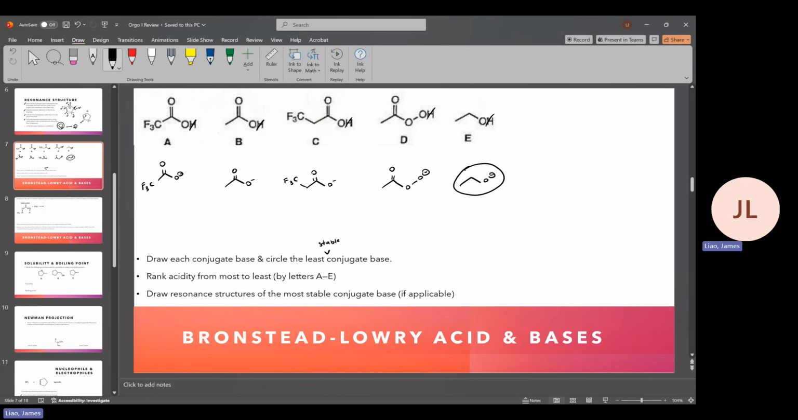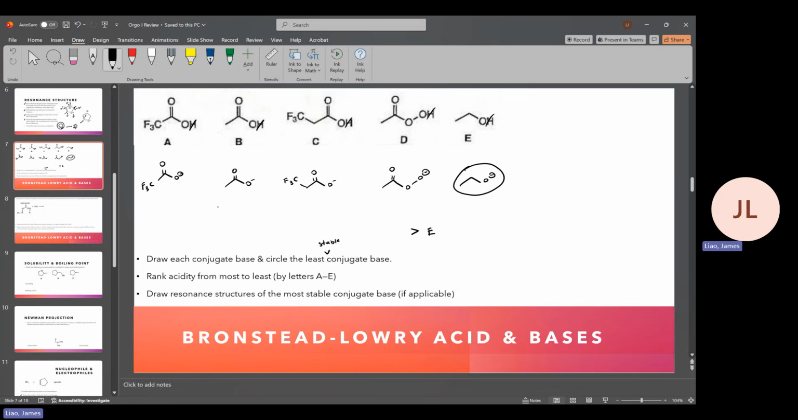So that will help us figure out the acidity from most to least. Because if that's the case with the least stable conjugate base, it's probably pretty basic. So that means it's going to be the weakest acid. So we're going to label E as the far right. And then we're going to go ahead and trend downwards.